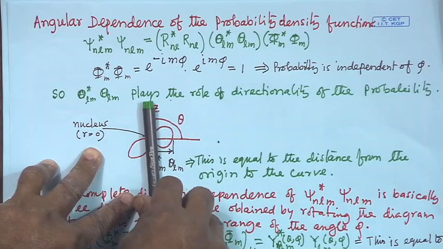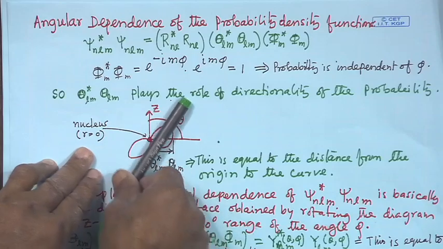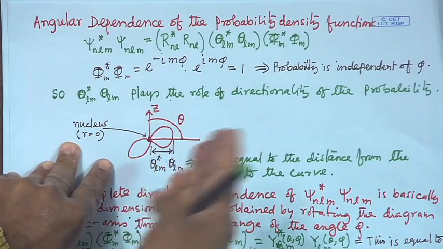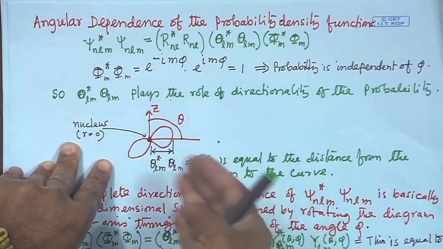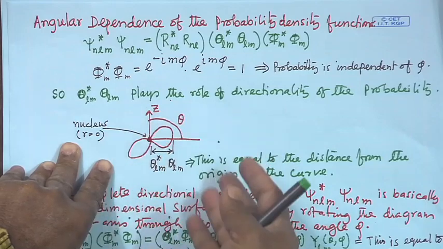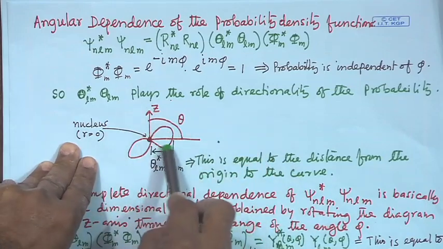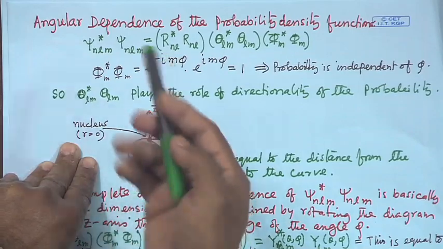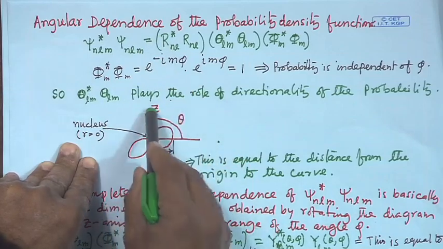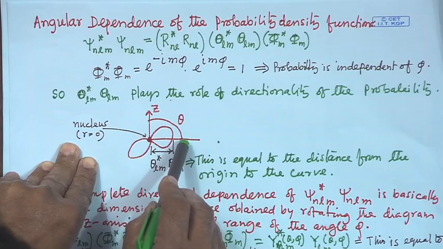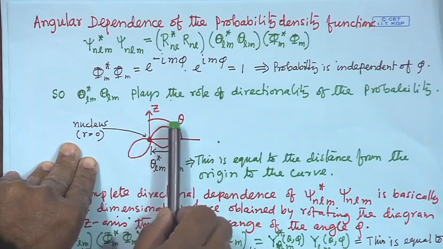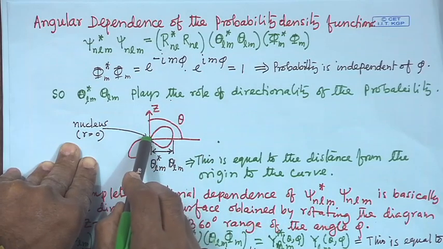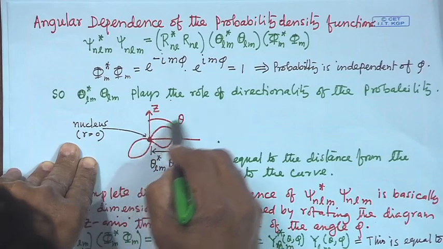If you change the angle theta, you are going in a different direction. Now, in a different direction, what is the probability to find the electron? If I draw it like this, this curve is showing the probability. So, what does it mean? When this angle theta is 0, the probability is 0. Now, I am changing the angle.